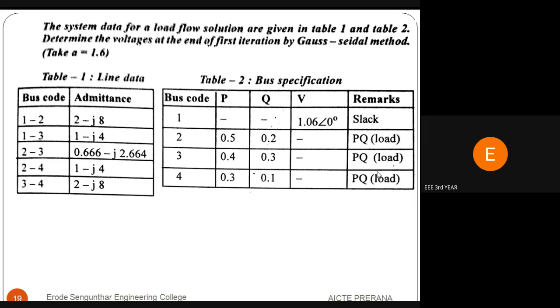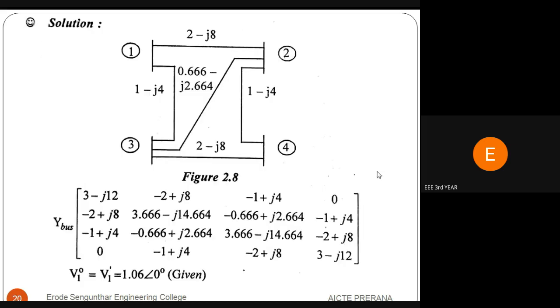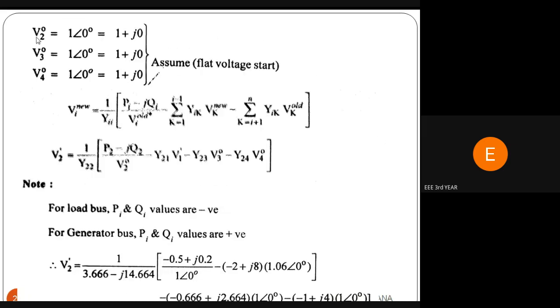For the load buses we have to consider the initial value as what we have studied earlier. So here I am mentioning V2, V3, V4, everything is considered as 1 at an angle 0 in polar form. If it converts into rectangular form, it means 1 plus j0. So for all load buses, all the voltages start with 1. From this, we know that it's a load bus, so we can go directly.